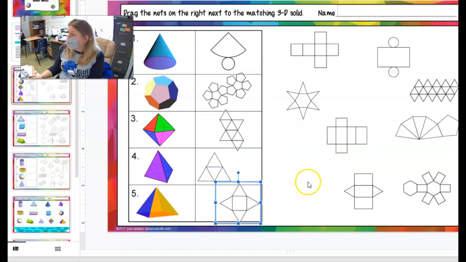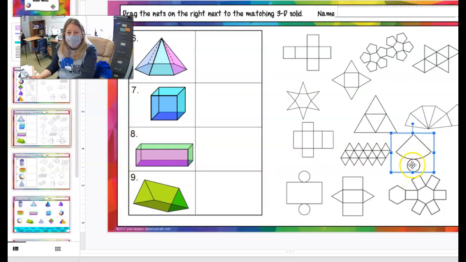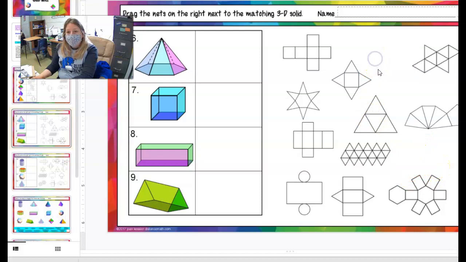And then number 5 is a square pyramid. Okay, notice there's some left. Those are the ones that go on the second page. So you could eliminate the ones that we've already done. Already did the cone. Already did that one. We did that one.